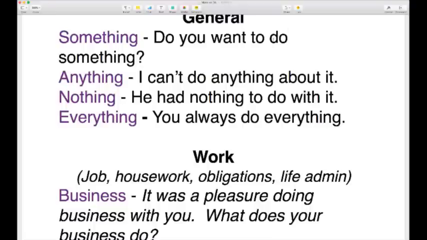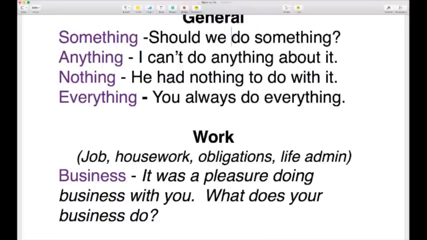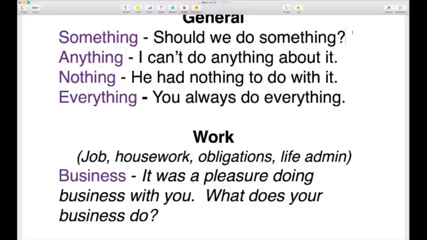That works. Do you want to do something? So I'm not being specific at all. I'm being very general. Do you want to do something? I could just say, should we do something? Should we do something this evening? Okay, so I'm not being specific.